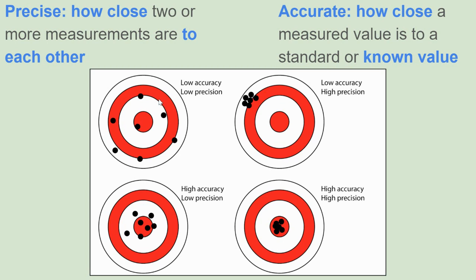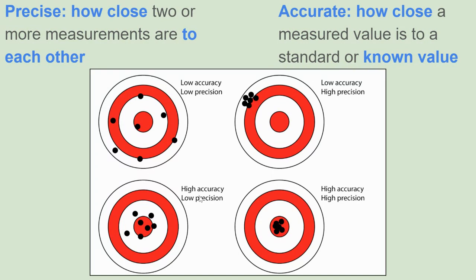In this case, you have low accuracy and low precision. It's low precision because the data is not close to itself. It's not accurate because it's not close to the center of the bullseye, which is the known value. In this case, you have low accuracy because it is not close to the center, which is your known or expected value, but you have high precision because all the data points are together.